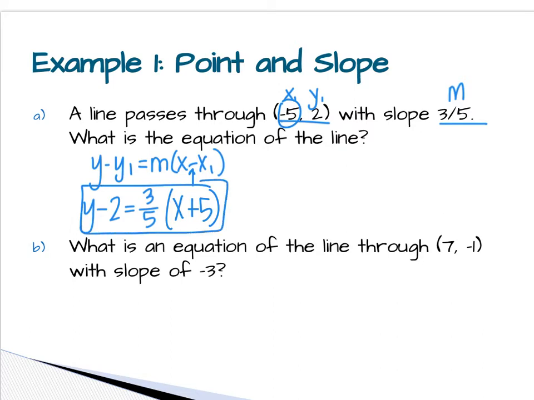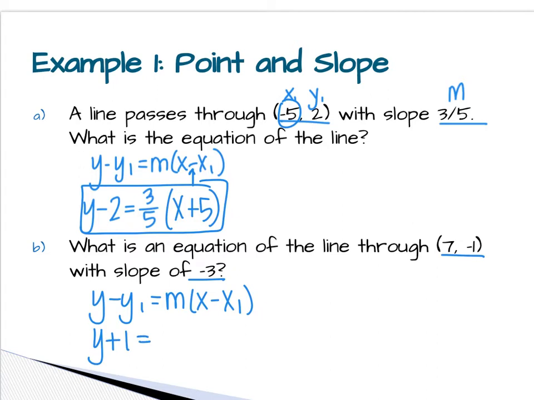Alright, B, again they give you a point and slope, so you're going to plug it into point slope form. y minus y1 equals m times x minus x1. y1 is going to be -1, so it's y plus 1. M is -3. And then x is 7, so it's minus 7. And I always put slope in fraction form. You don't have to put that -3 over 1. You can just put in -3. It's the same thing.